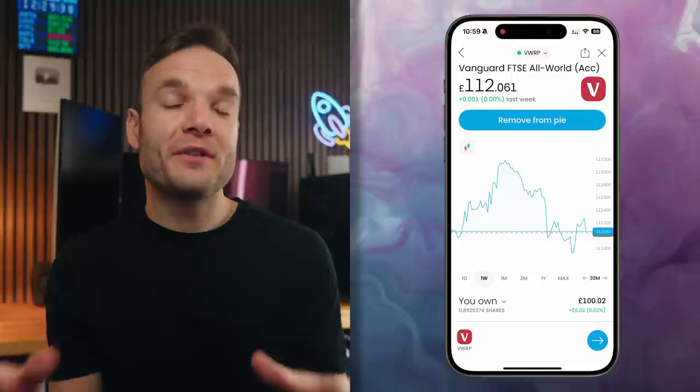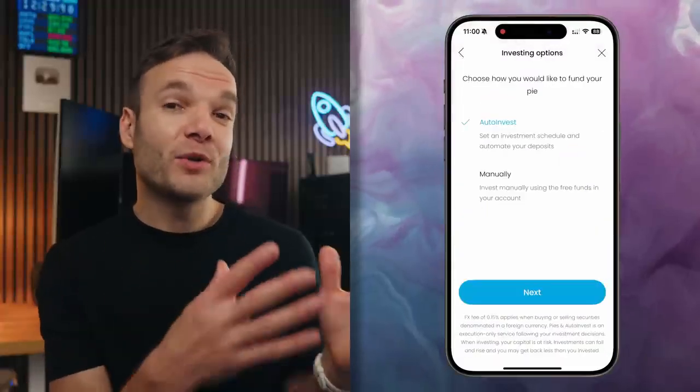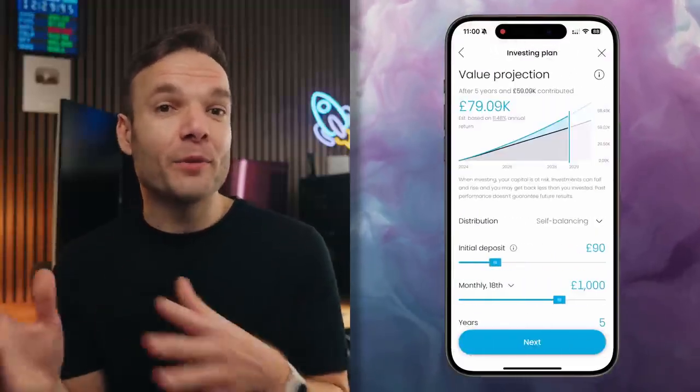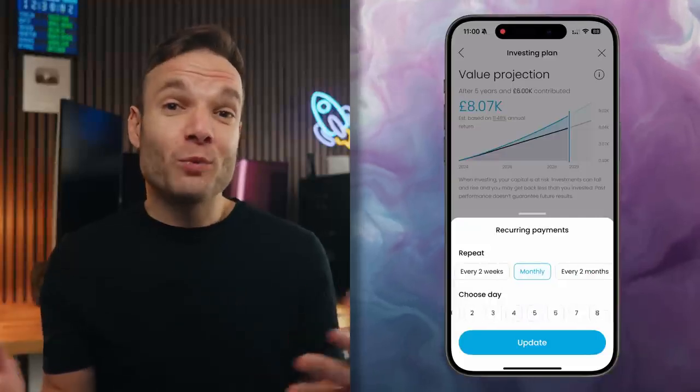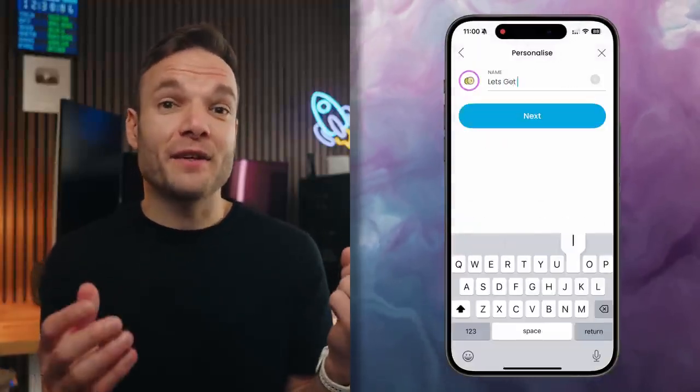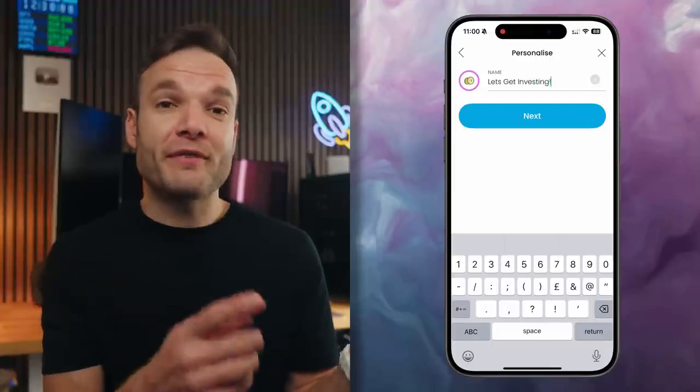On Trading 212 and some other platforms, you can set yourself up to automatically invest for you, and you can choose exactly when and how you want to do this. For example, you could say you want £100 a month to go into your investment of a single global index fund, and you want this to happen on the 1st of every month.